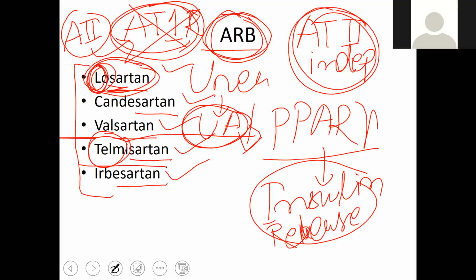Not a question, but a mnemonic. Okay. Similarly, low SAR or low urea or low uric acid. So lowering of the uric acid is caused by losartan. Otherwise, the rest of the pharmacological actions of ARB are very much similar to that of ACE inhibitors.